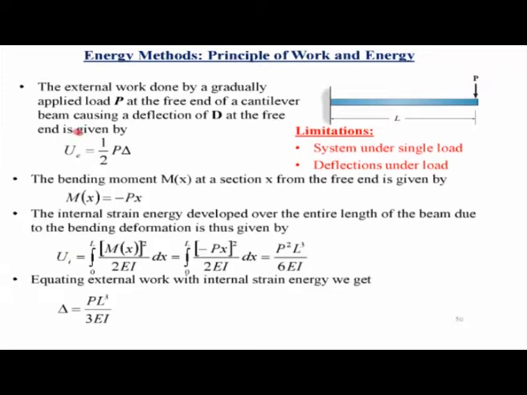This is the internal strain energy, and this is the external work done by the load. If you equate these two, you will see that delta, which is the deflection of the beam under the load, can be obtained as PL cubed by 3EI. This is the deflection of the free end of a cantilever subjected to a concentrated load, and you see in this slide how we can obtain this deflection by equating the external work done by the load to the internal strain energy of the beam.